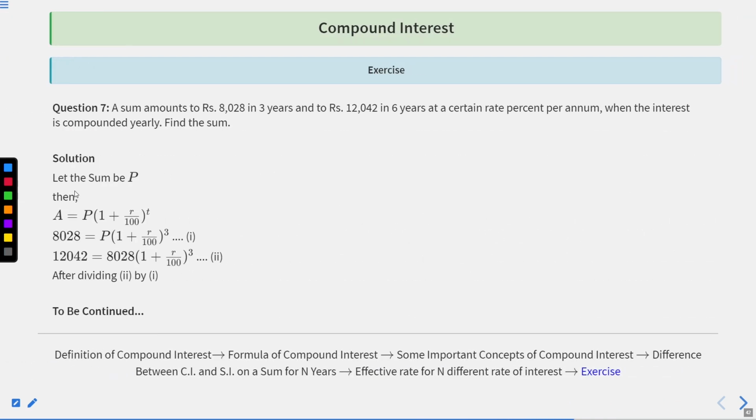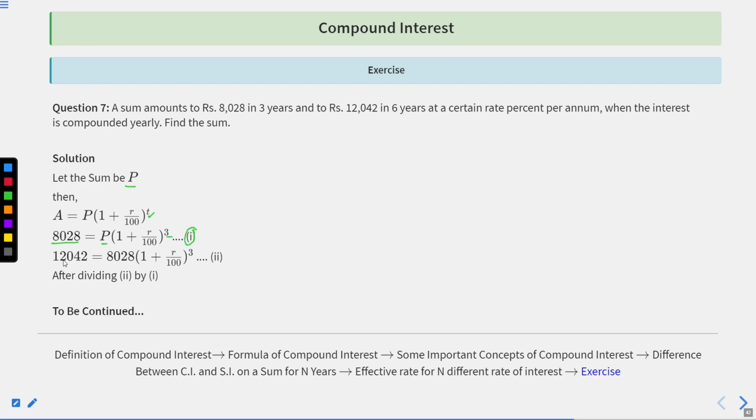So the solution: let the sum be P. Then amount is equal to principal times (1 plus R upon 100) to the power T. And amount is given to be 8,028, and it is equal to P, principal, into (1 plus R upon 100) to the power 3, that is time, which is equation number 1.